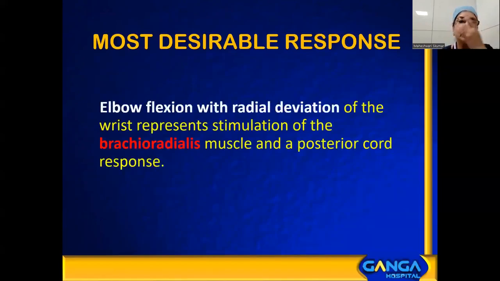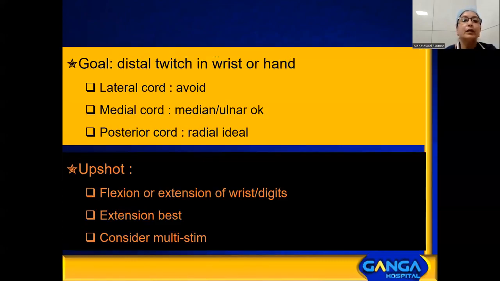When we do the infraclavicular block, the most desirable response which we require is the elbow flexion with radial deviation of the wrist, which represents stimulation of the brachioradialis muscle and a posterior cord response. So the goal has to be, when we get a lateral cord response, we should avoid injecting the drug. If we get a medial cord response, then it is okay to inject, but the best will be the posterior cord response, which is the radial block. And that is the ideal response which we should get. Either we can get flexion or extension of the fingers, but extension is the best.